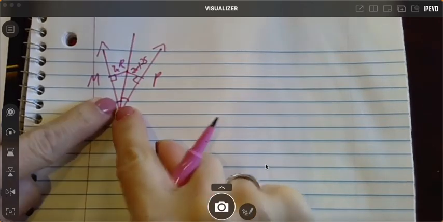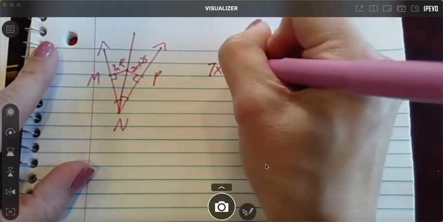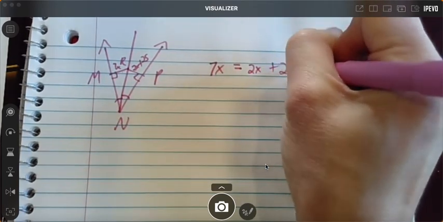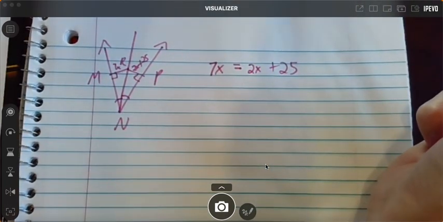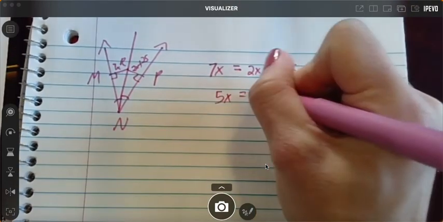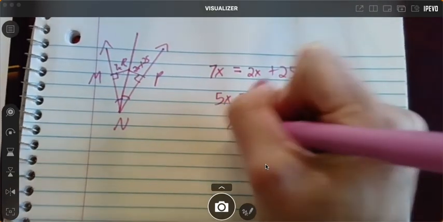Okay, if this is equal and these are 90 degrees, these are equal. So I would just write 7x equals 2x plus 25. Then how do I solve it? Subtract 2x. So I get 5x equals 25. Then what? Divide by 5, and x is 5.